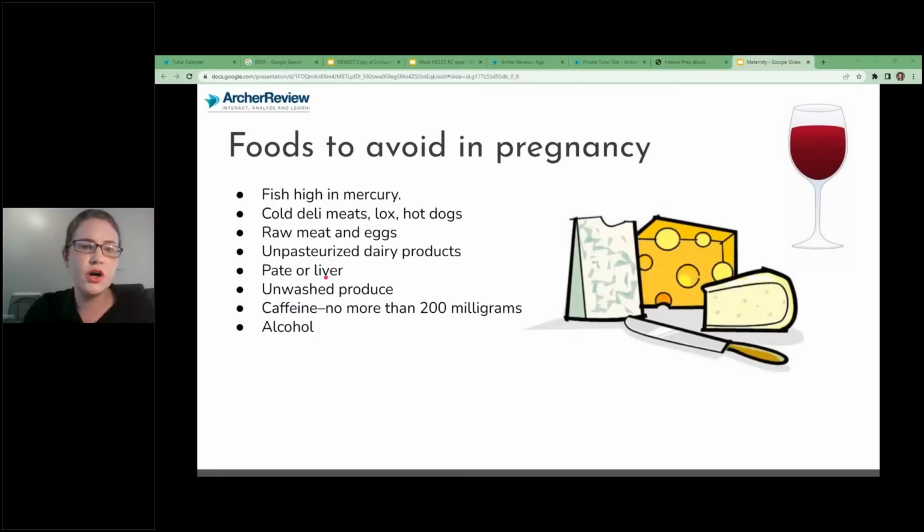Pate and liver should also be avoided. That's actually high in vitamin A, and at high levels, this can cause congenital defects and also cardiac and central nervous system issues as well. So got to avoid foods high in vitamin A.